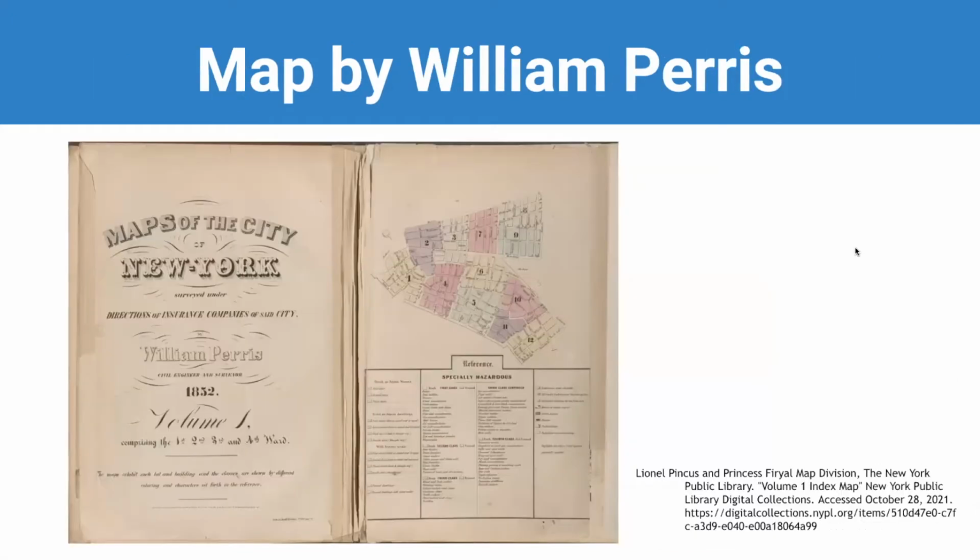So this brings us to our next map, which is a map by William Perris. And this basically, to give a background, is Perris came into the scene here after there was another devastating fire in New York City in 1849. And George Hope, who was actually a secretary at the Jefferson Insurance Company, ended up working with William Perris, who was actually an English engineer.